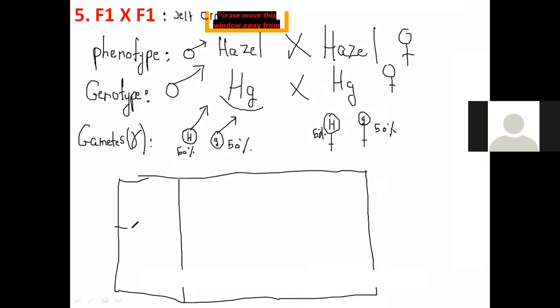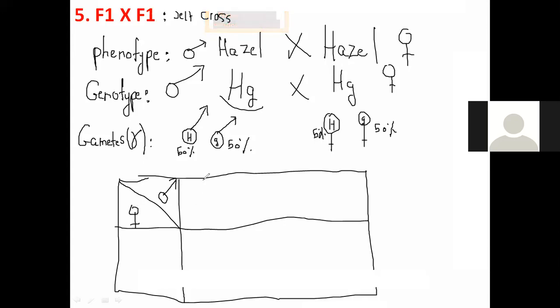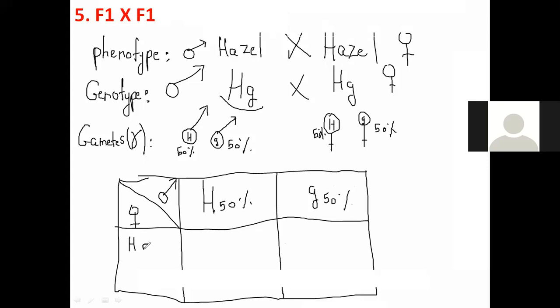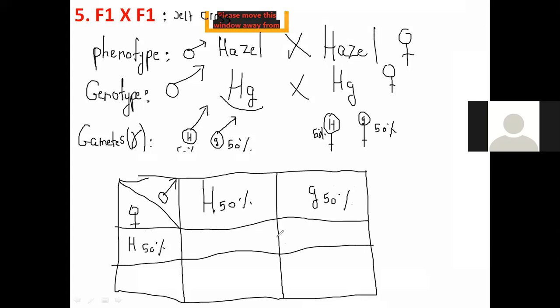So I have to divide it like this, and I have to divide it into male and female. This is the male, and this is the female. How many gametes do we have in the male? We have two: H, 50%, and G small, 50%. And the female, we also have two: H, 50%, and G, 50%.